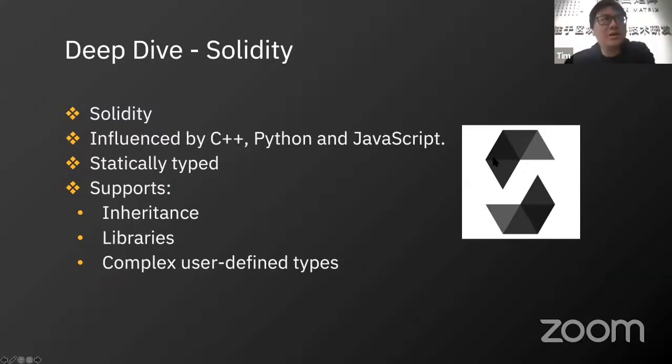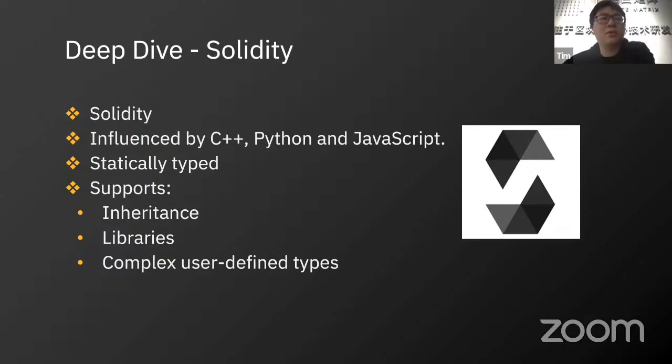And it's statically typed, and it supports inheritance, which means that you can just extend your contract, right? For people who are familiar with object-oriented programming, this is a very basic idea. And the libraries mean that you can write your code into a library that can be reused in different places. That's basically like static classes in object-oriented programming languages.